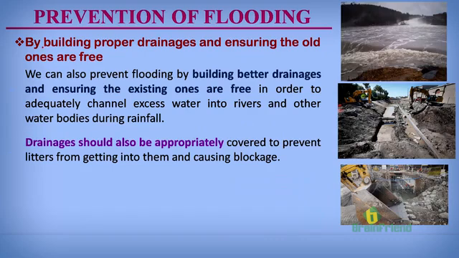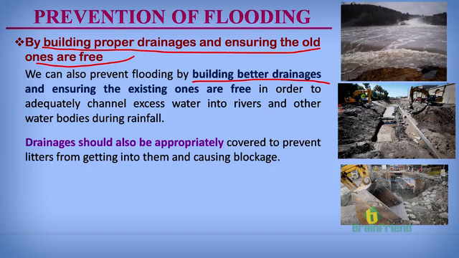Flooding can also be prevented by building proper drainages and ensuring that the old drainages are clean, clear, and free from refuse and any other item that could block them. So we can also prevent flooding by building better drainages and by ensuring that the existing drainages are free from refuse and whatever materials that could block them. This should be done in order to adequately channel excess water away from an area into the nearby surrounding water bodies.